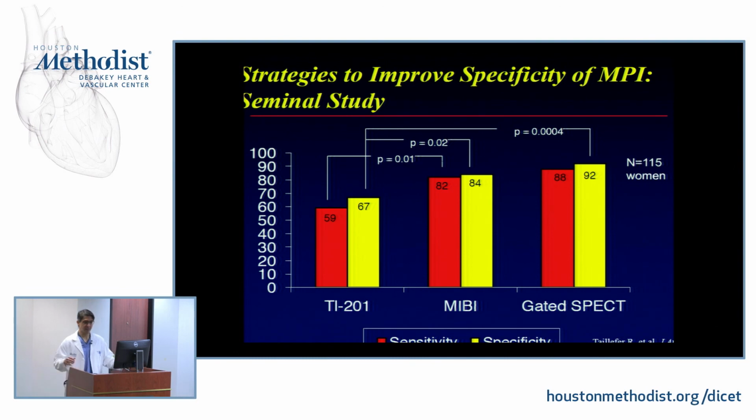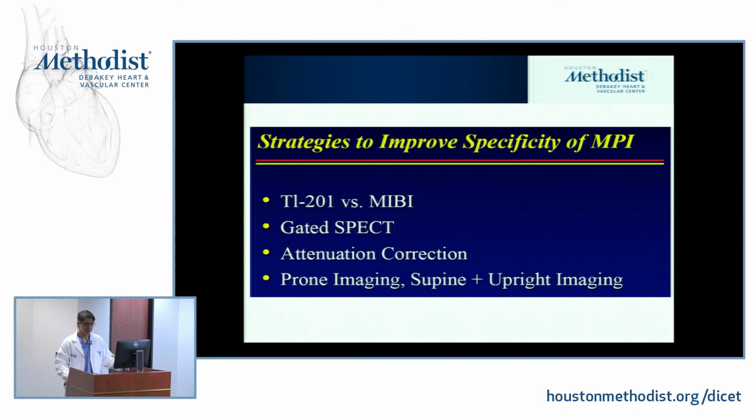So this is just a study showing you, with gating, if you looked at the different agents, this slide shows you a couple of things. You can see the diagnostic accuracy of MIBI agents is higher than that of thallium. And the reason, again, is because of the poor counts that you receive with thallium. But the other thing it's showing you is that if you gate your images, you can markedly improve your specificity. So these numbers now start approaching those of the wall motion-based techniques.